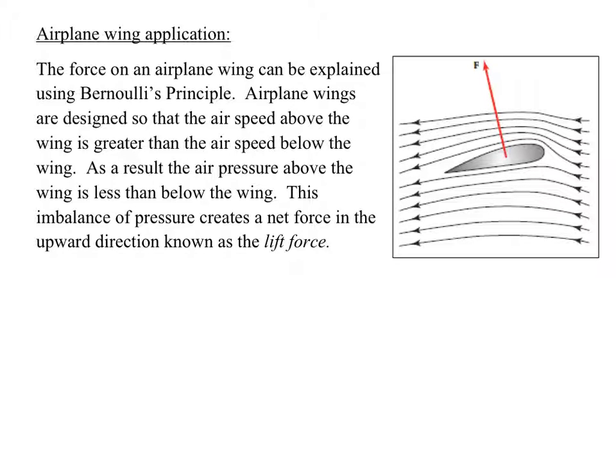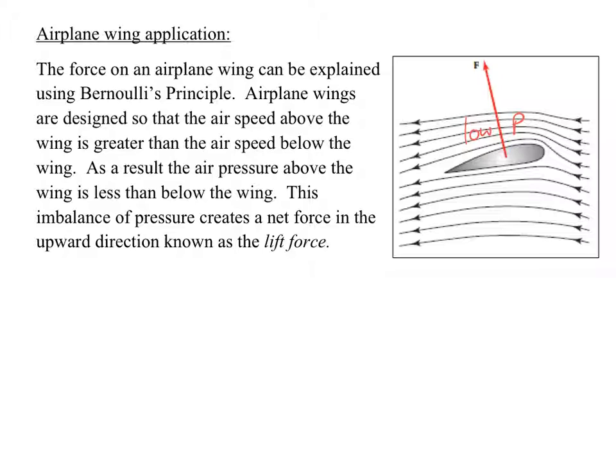The force on an airplane wing is explained using Bernoulli's principle. Airplane wings are designed so that the airspeed above the wing is greater than the airspeed below. So pause for a sec. Look at the diagram on your page right now. Look above the wing there. When you're looking above the wing, we're seeing that the airspeed that's above it is actually greater. That creates lower pressure. So write down low pressure, please. Write down low pressure on the top there.